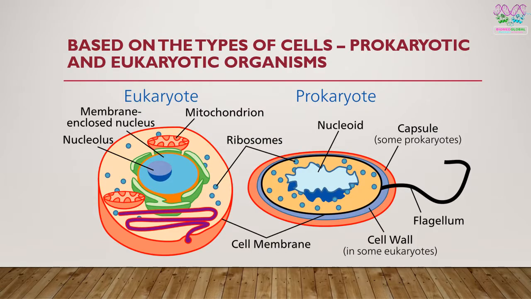In the coming few slides, we will be talking about differences and similarities between eukaryotic cells and prokaryotic cells. However, here is a diagram of eukaryotes and prokaryotes. As you can see over here, the eukaryotic cell mainly has a membrane-enclosed nucleus, whereas the prokaryotic cell does not have a nucleus, one of the defining features that differentiate between eukaryotic and prokaryotic cells.